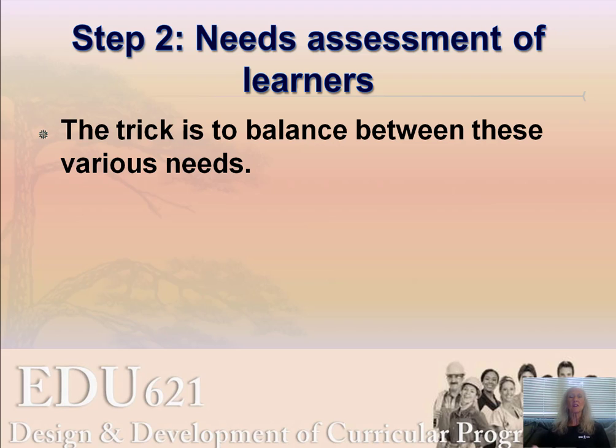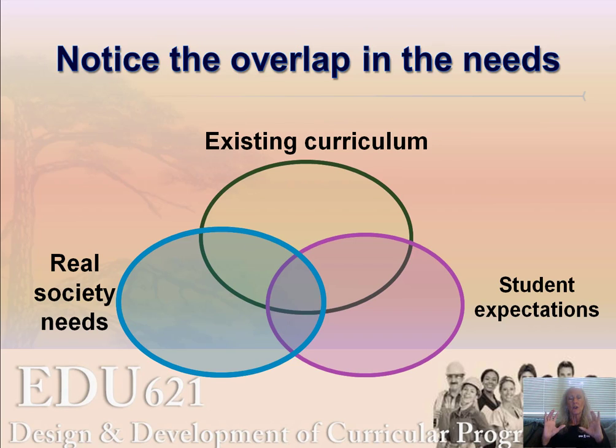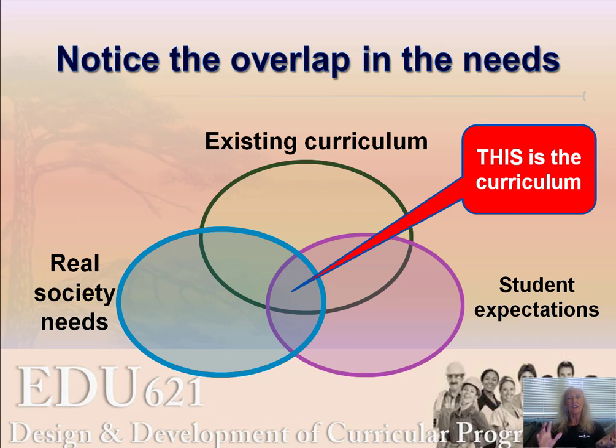And your problem here is going to be how to balance among these various needs. So you'll have your existing curriculum that you will be working on, but you have real society needs overlapping that, and you have student expectations handling that. And the actual curriculum that you will design for your academic or training program has to do with the overlap in these needs.